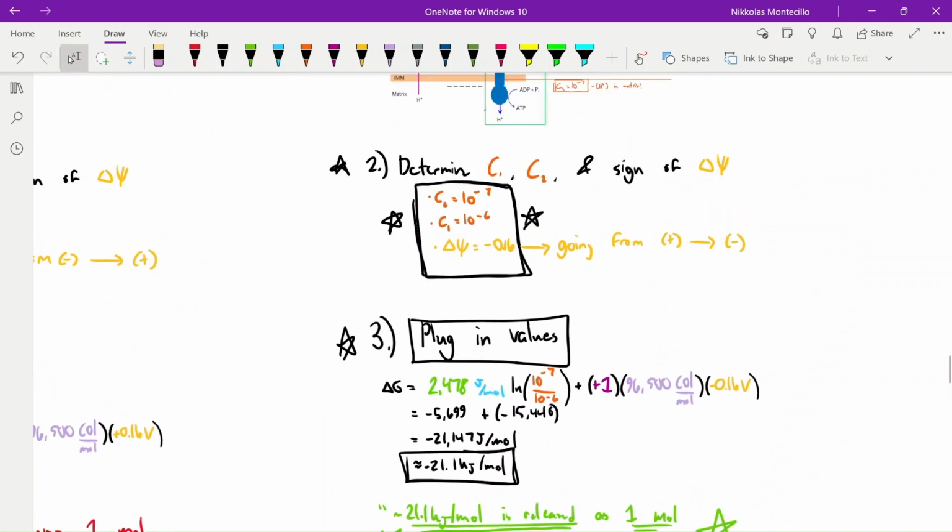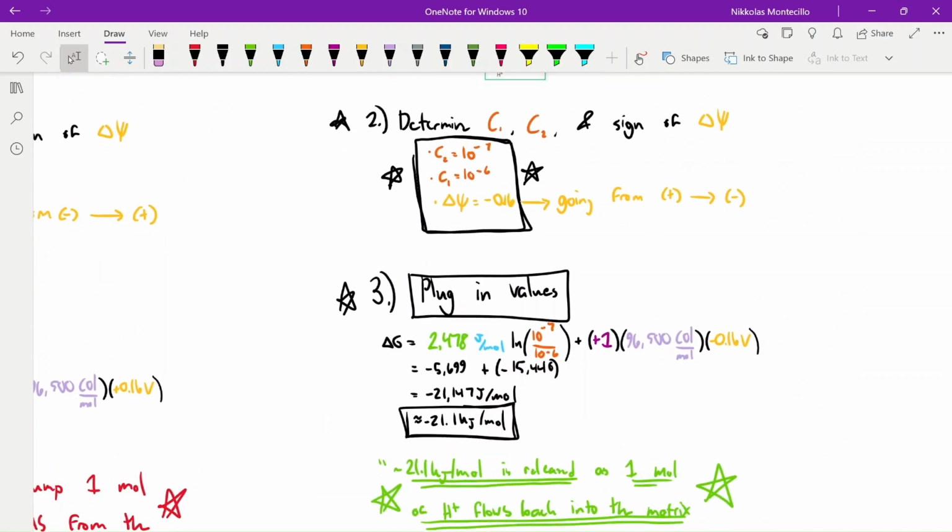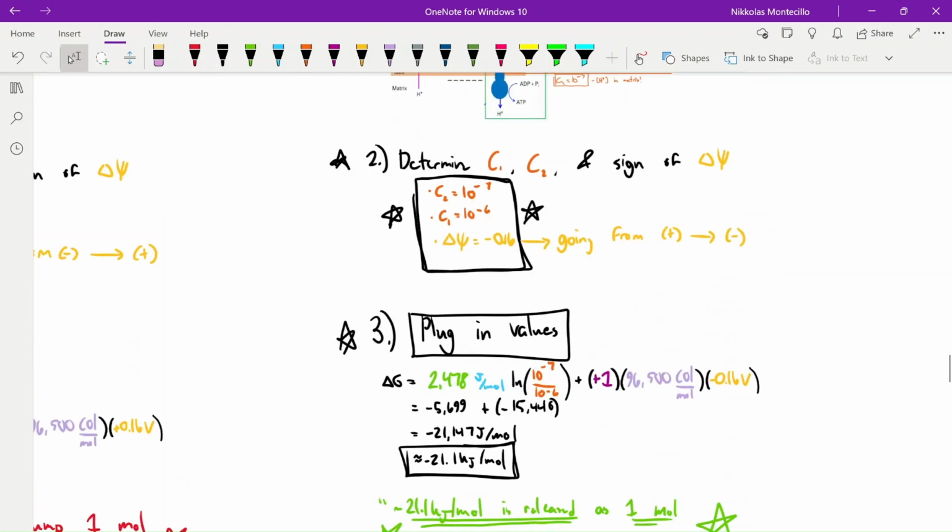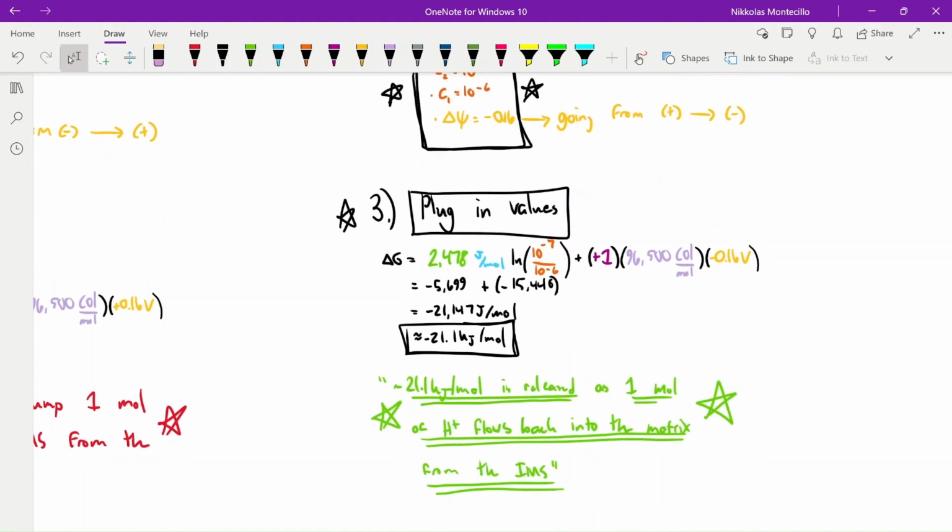In essence, we see here that as a hydrogen ion flows from an area of high concentration to low concentration, negative 21.1 kilojoules per mole is released when this reaction occurs.